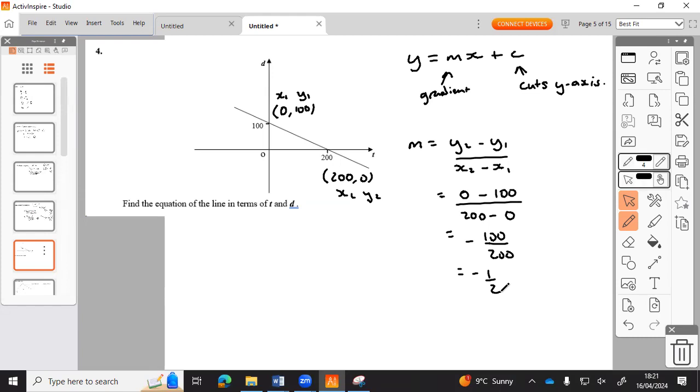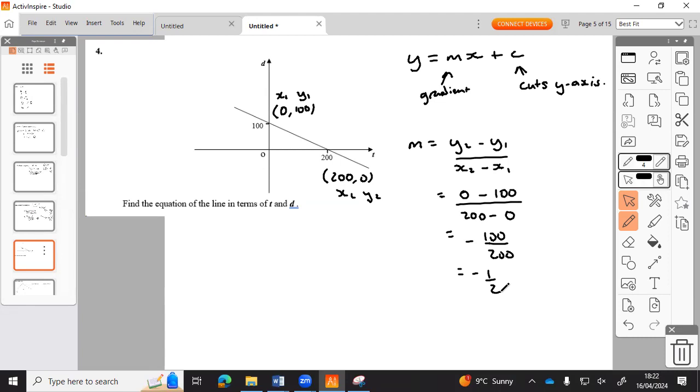Now that still works if you've taken the point further right as x1, y1 and the one above as x2, y2. The negative gradient tells me the steepness of that line. It's a downward slope, so it's going to be negative, which puts me in a good position.